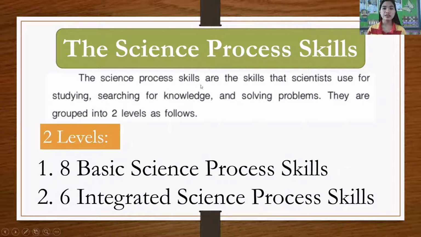The science process skills are the skills that scientists use for studying, searching for knowledge, and solving problems. They are grouped into 2 levels. The first is 8 basic science process skills, and the second is 6 integrated science process skills. We will learn them one by one.